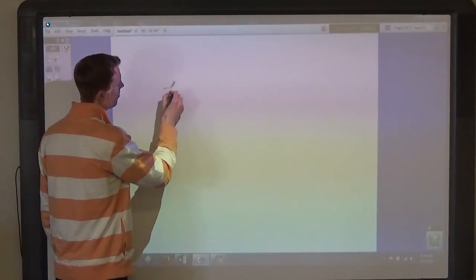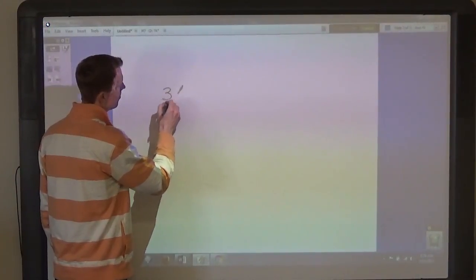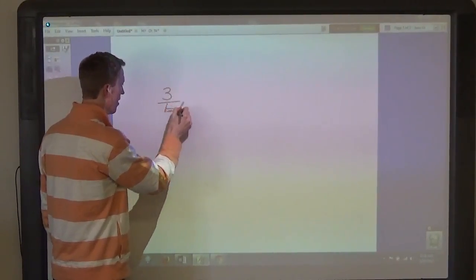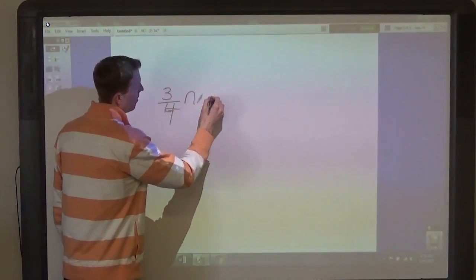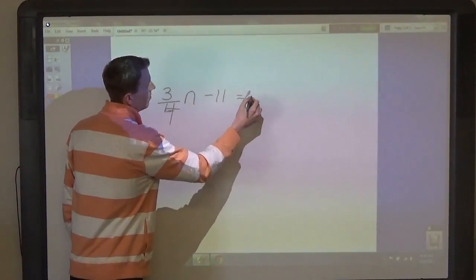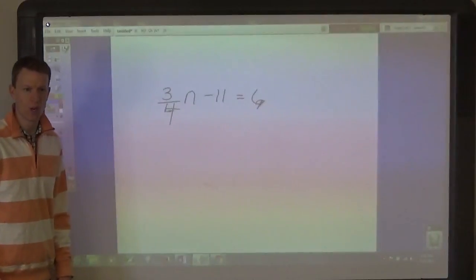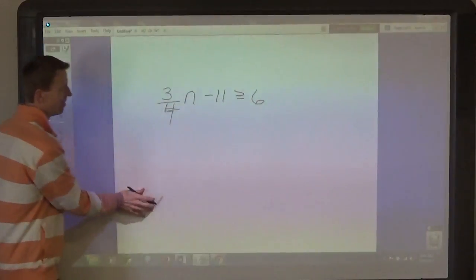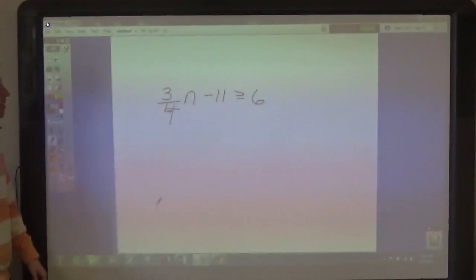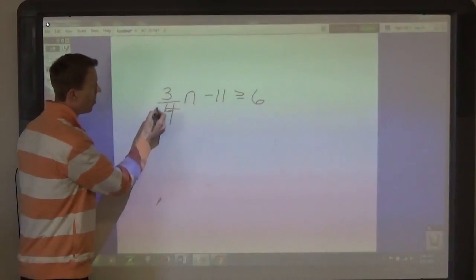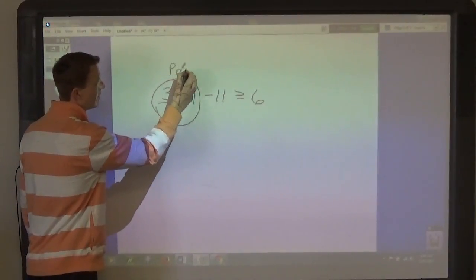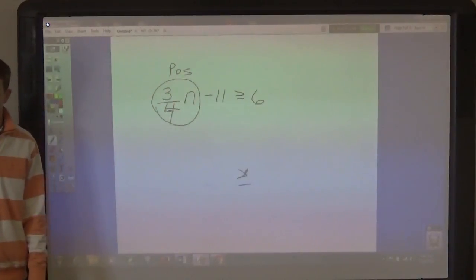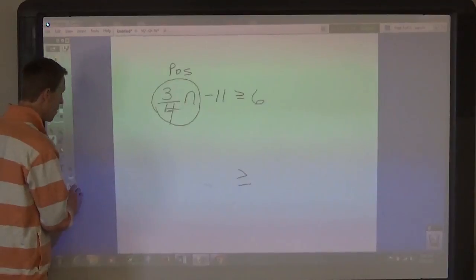Let's see. Three over 4. No. Don't reverse the sign. Greater than or equal to. Would you need to reverse the sign? No. Because this is positive. So at the end, you would keep the sign pointing the same direction. Okay? How about this one?